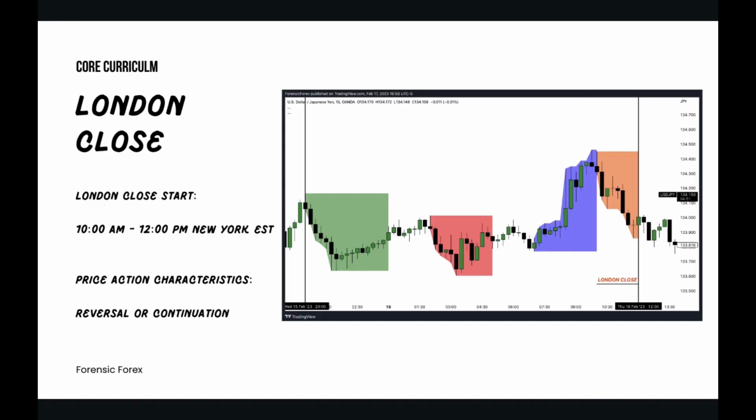London close starts at 10 a.m. and ends at 12 p.m. New York Eastern Standard Time. The price action characteristic that the London close has is typically going to be a reversal or continuation. Though London close has two distinctive characteristics, I will be focused mainly on the reversal.